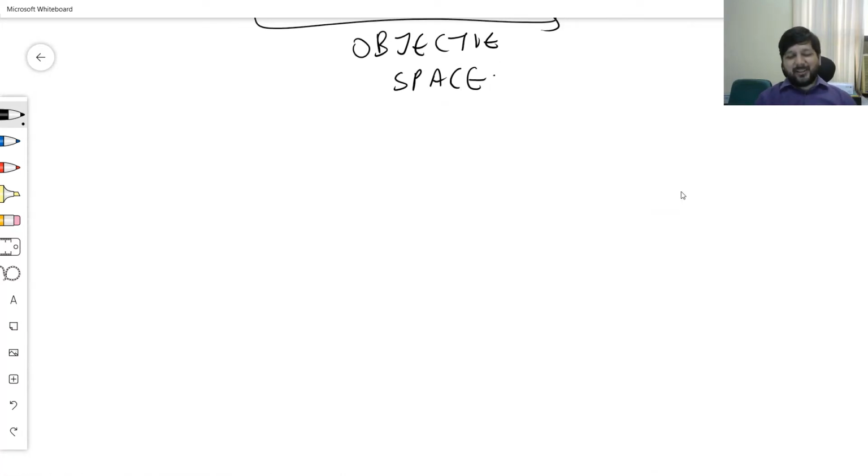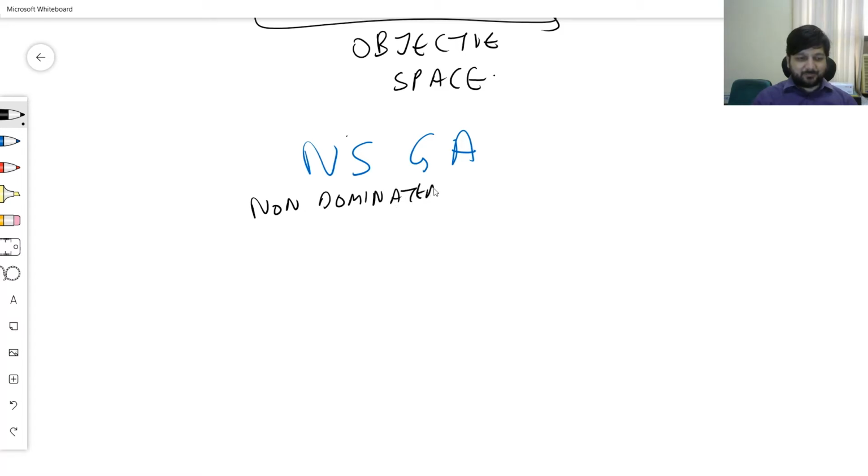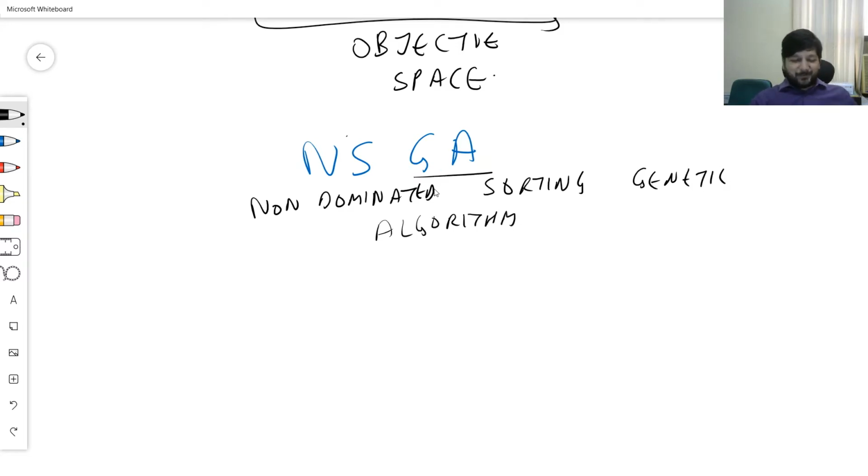So that's all that I wanted to cover in multi-objective optimization. The specific algorithm is too simple, so we will discuss the non-dominated sorting genetic algorithm. So it's just a genetic algorithm, so nothing to teach.